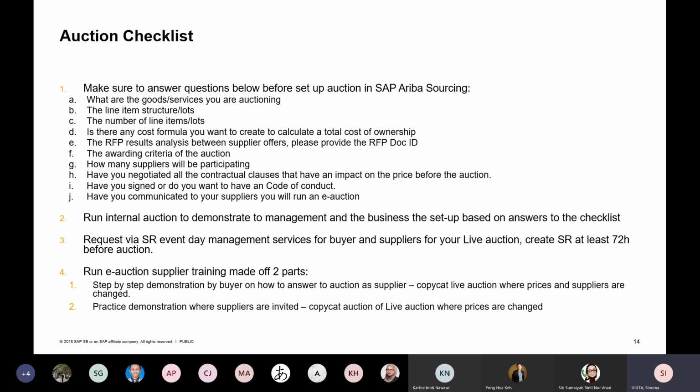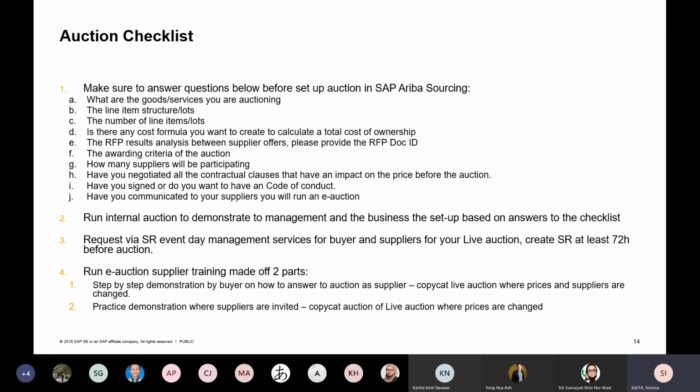A lot of buyers want to go into auctions, but they do not have any estimation of the target savings. We need to have the estimated target savings so that we are able to foresee the supplier bids in the auction when we do our calculations.